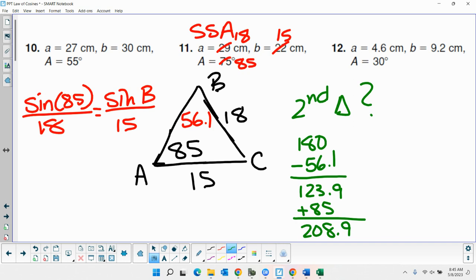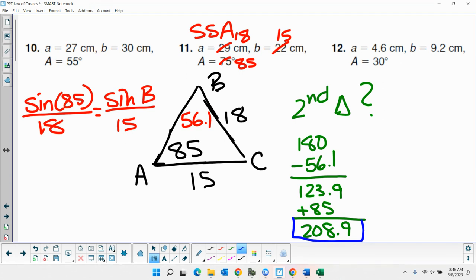Second triangle or no? Why? It is no. Why? It's over 180. Right? That 208.9 is greater than 180 means that there's not a second triangle. Okay? If that number was less, if this was less than 180, then there would have been a second triangle. Okay, so we just say one triangle.